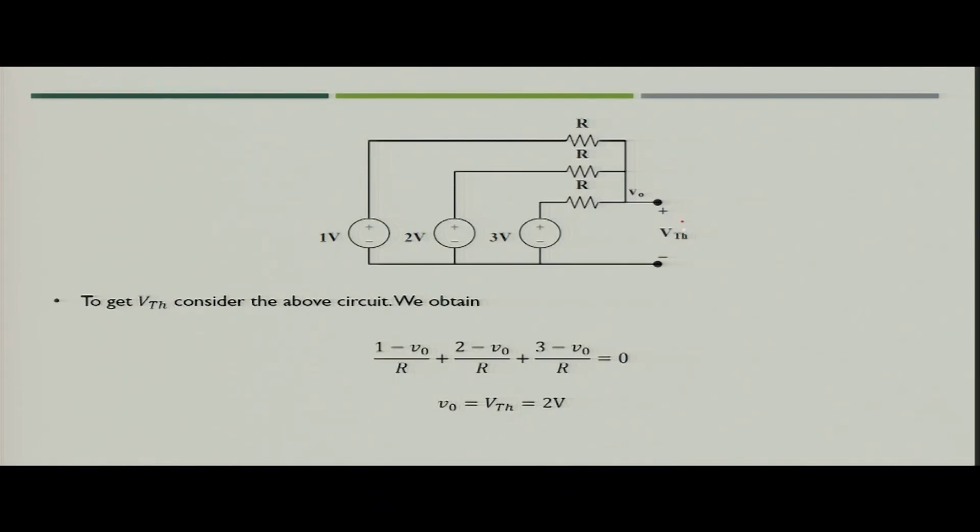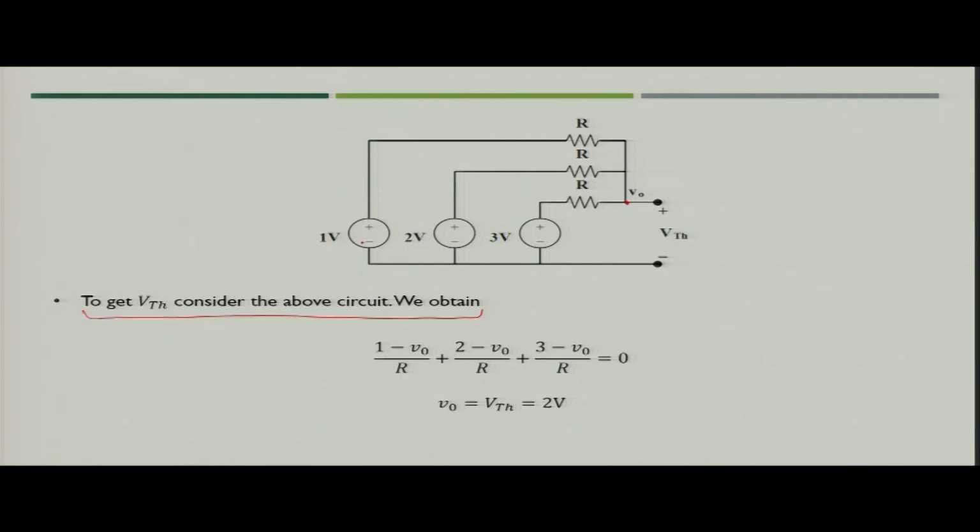Now, the next task is to find the value of the Thevenin voltage. Let us assume that the voltage at this particular node is V naught. What can we write? We can use Kirchhoff's current law at this particular node, and we will try to find the value of VTH.